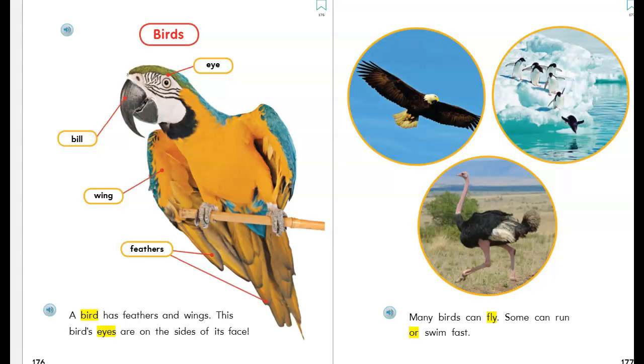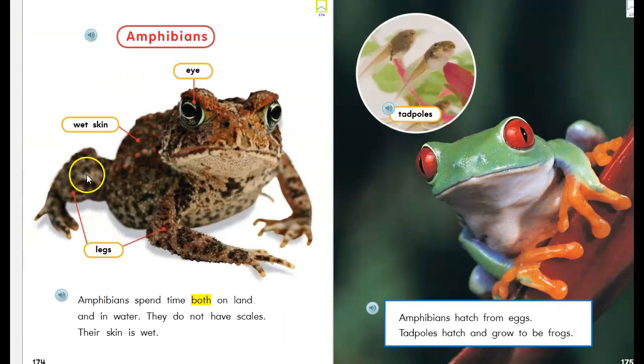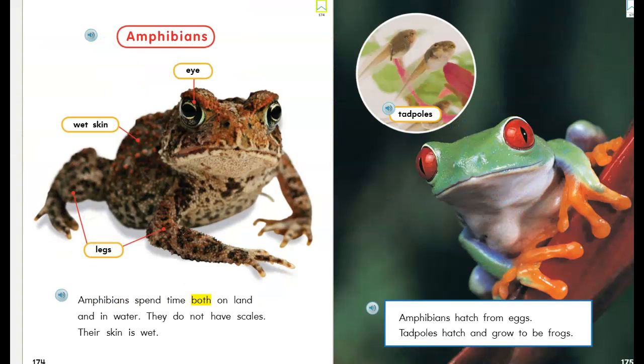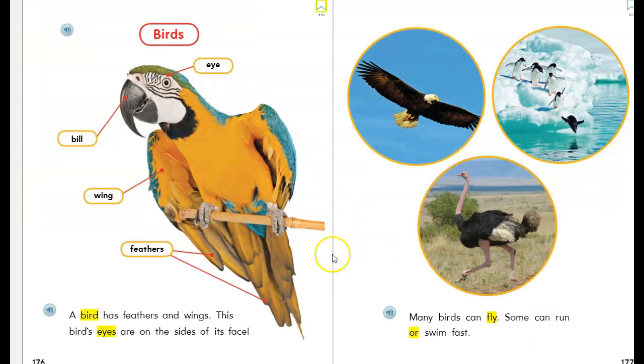How do you think birds are the same as amphibians? What do birds and amphibians have in common? Birds, amphibians. Both birds and amphibians have eyes, mouths, and legs. They are also both kinds of animals.